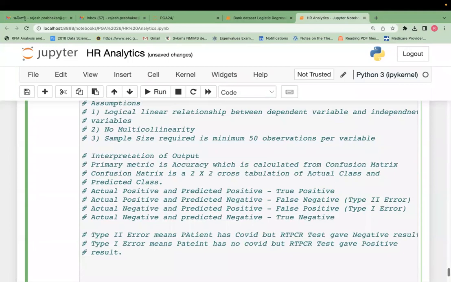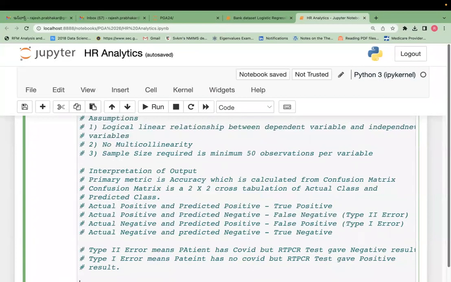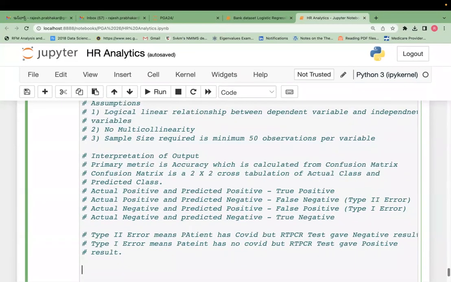Negative means no COVID. Patient doesn't have COVID, RT-PCR tested. COVID positive: he will take some medications and he will have side effects, but he will not die, right? So that is the problem with type 2 and type 1 error. Type 2 error is more dangerous. Type 2 error is what we have to constantly monitor in our classification problems. First thing you should observe is what is my type 2 error.